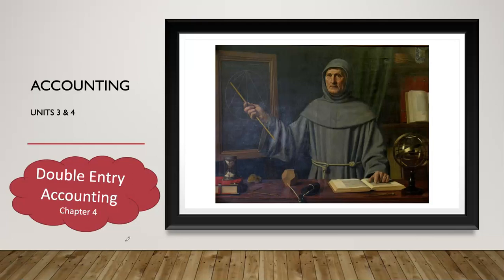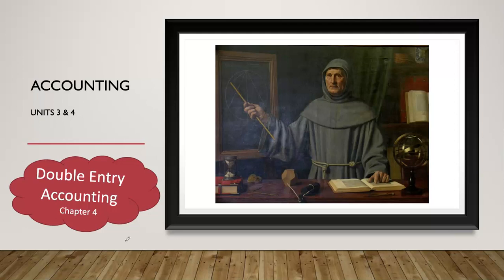Hi class, and welcome to this video which is on the concept of double entry accounting. That's chapter 4 of the Macmillan textbook, and for many of you this is the first part of unit 3 accounting, which is new content. We're going to introduce you to some new concepts in this video, mainly debits and credits, which are an integral part of units 3 and 4 accounting, and the concept of the general ledger.